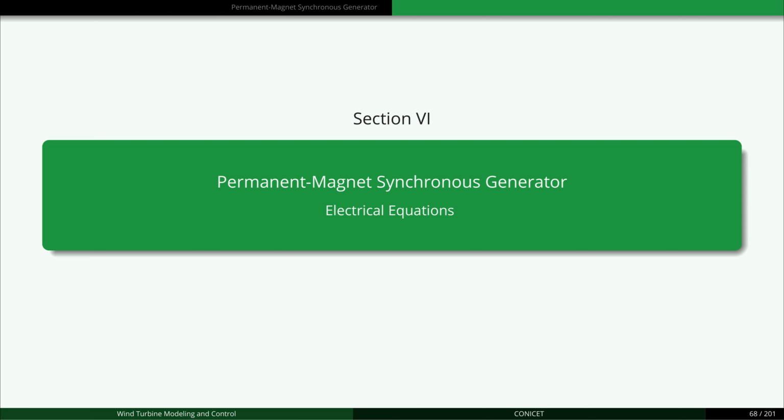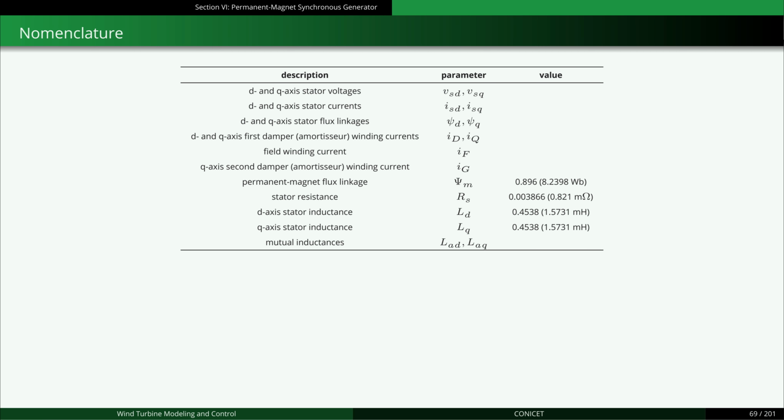Welcome to a new part of our lecture series on wind turbine modeling. In this section, we will present the electrical equations of the permanent magnet synchronous generator. The following table provides the values and descriptions of the parameters and variables used in this section.